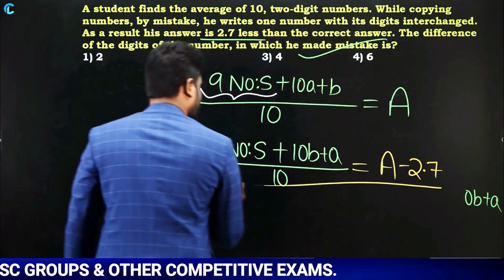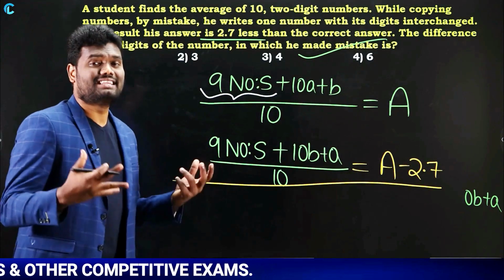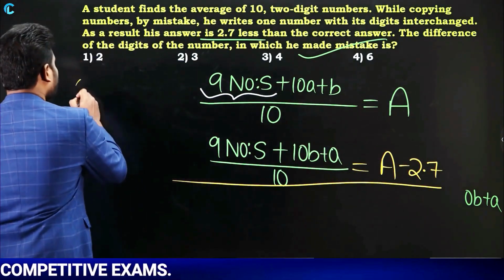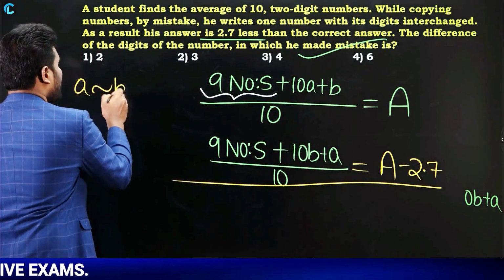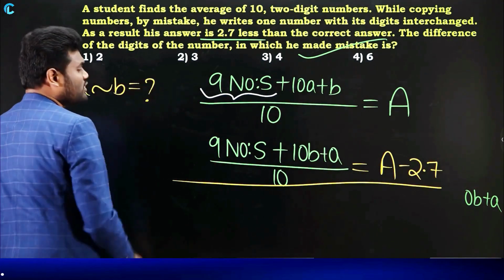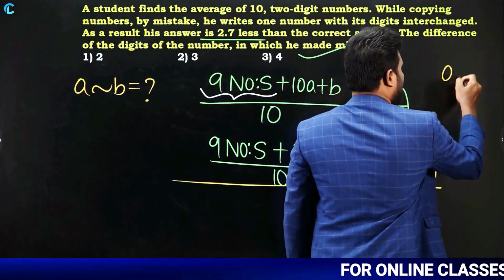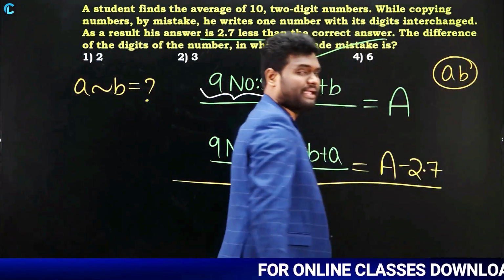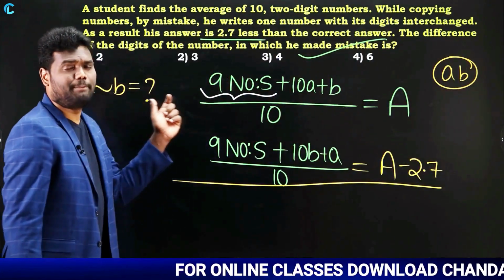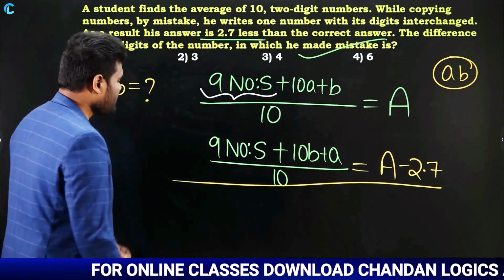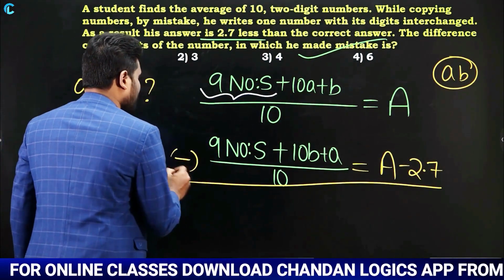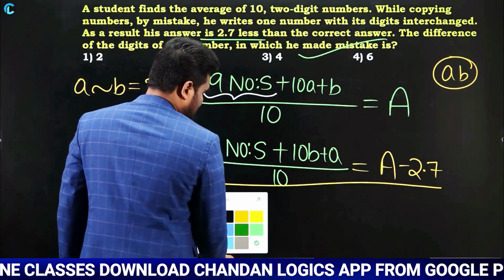Now what is your question? Your question is to find the difference between the digits. Difference between the digits means the difference between A and B. This was your question. Why? Because we have taken the two-digit number as AB, and the difference between A and B is what you are supposed to find. Okay, now what you will do is subtract this. If you subtract this, what happens?